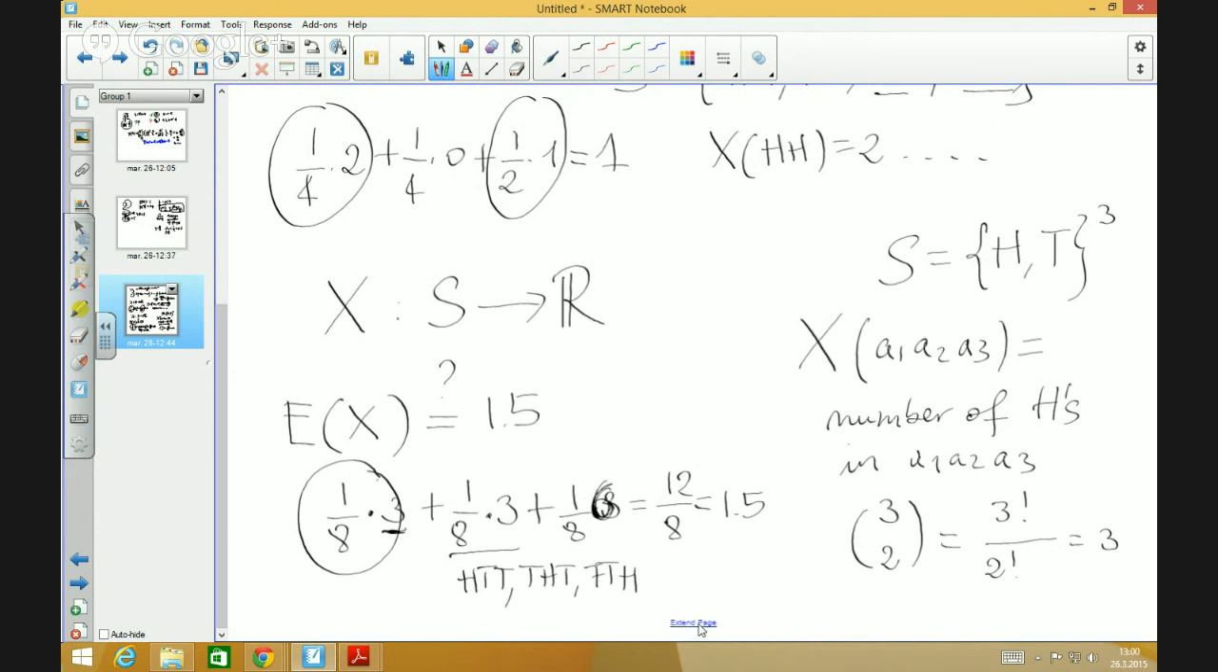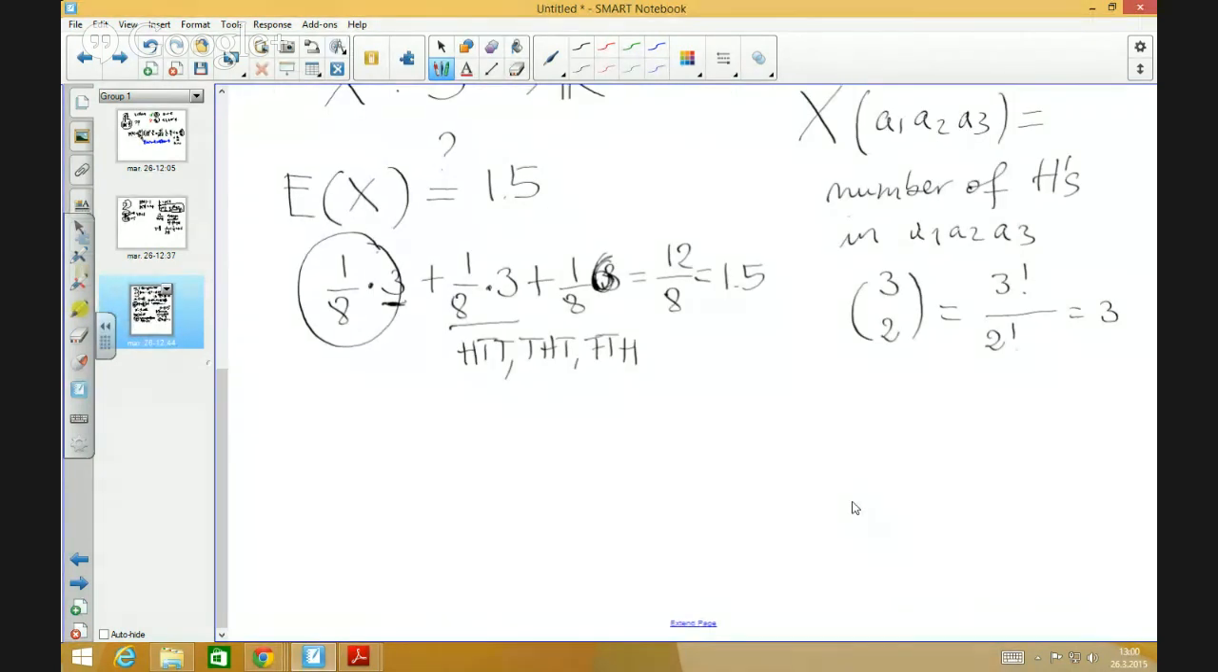So in other words, what we just did was the following. We summed for all the possible bit strings, because the sequences of heads and tails are nothing but bit strings of length 3, the number of heads, x of s, that's the number of heads in the bit string s, times the probability of that bit string.